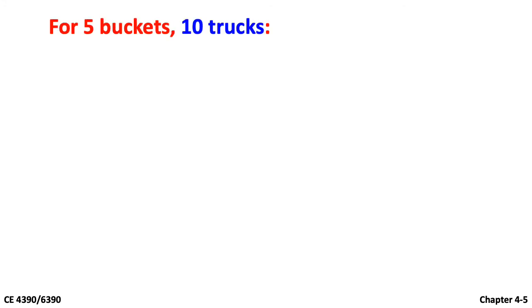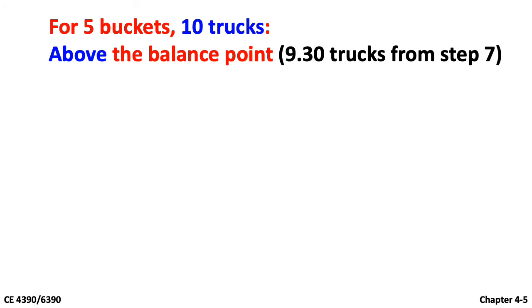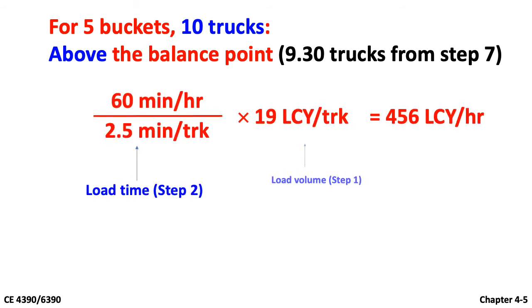So if you choose 10 trucks, it is above the balance point. And now you apply the equation when the number of trucks is above the balance point. You got 60 minutes per hour divided by the load time of 2.5 minutes, and times the load volume of 19 loose cubic yards per truck. So this is equal to 456 loose cubic yards per hour.